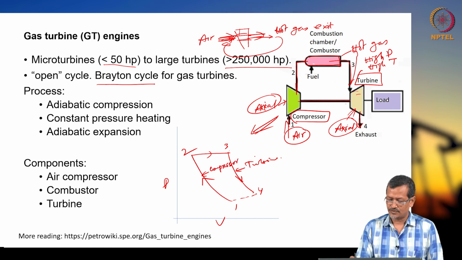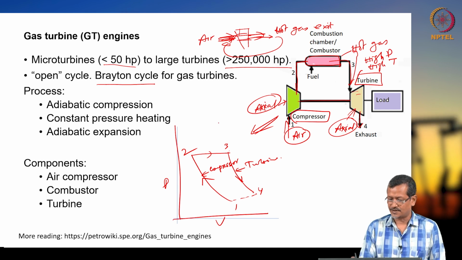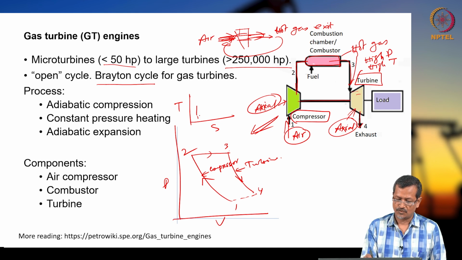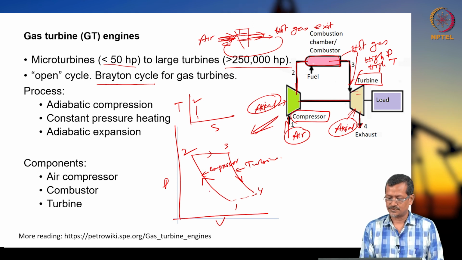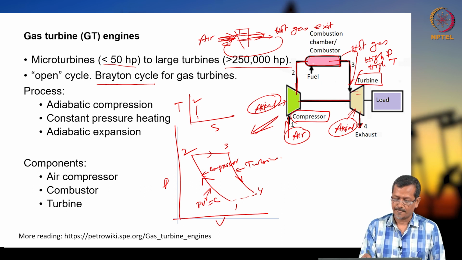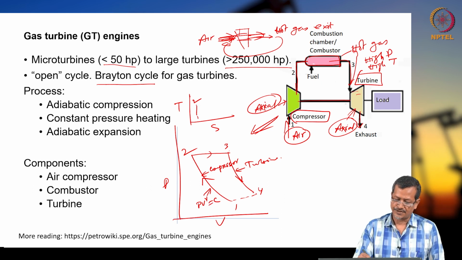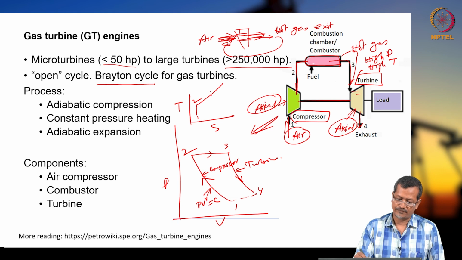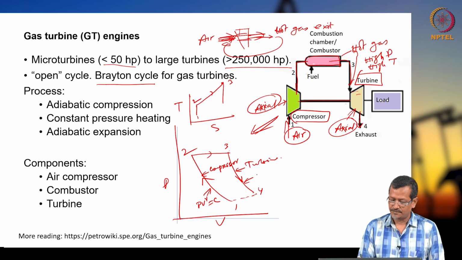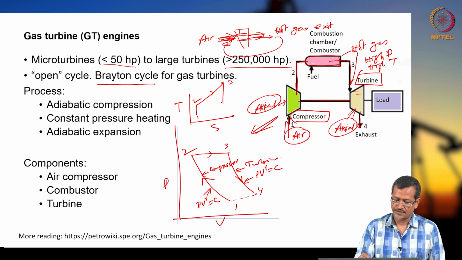Okay. And if I draw a TS diagram, it will be like this: 1 to 2 compression process, adiabatic compression, PV to the power gamma equals constant. 2 to 3 heat addition, lots of heat will be given, temperature will be very high at 3. Then expansion also, PV to the power gamma equals constant, or entropy constant. Okay. So, 3 to 4.